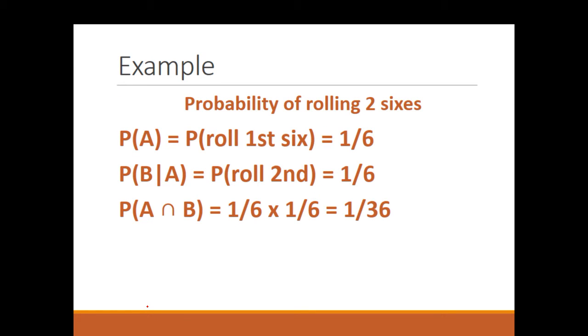So what's the probability of rolling 2 6s in a dice game? Well, each dice, the probability of A is the probability of rolling first 6, and the probability of B given A is the probability of rolling second 6. Since those two are independent events, since they don't affect each other, they're both 1/6, and the probability of A intersect B, 1/6 times 1/6 is 1/36. So the chance of rolling 2 6s, or alternatively, the chance of rolling a 12, if you're rolling a pair of dice, is 1 chance in 36.